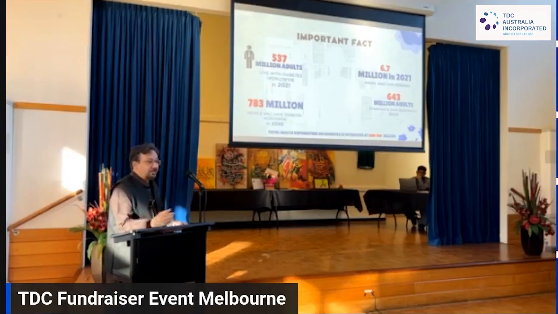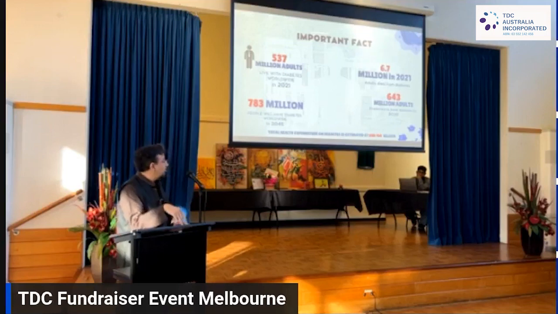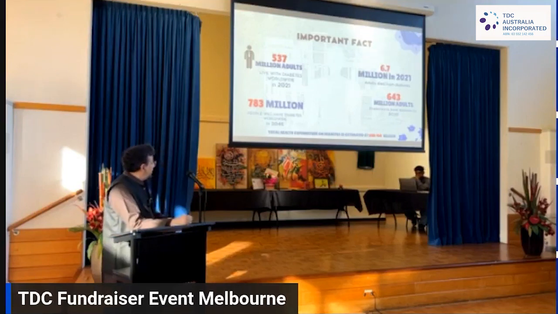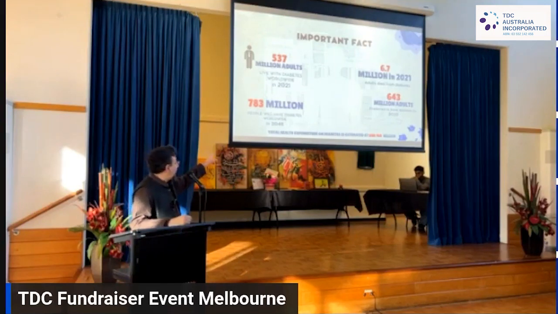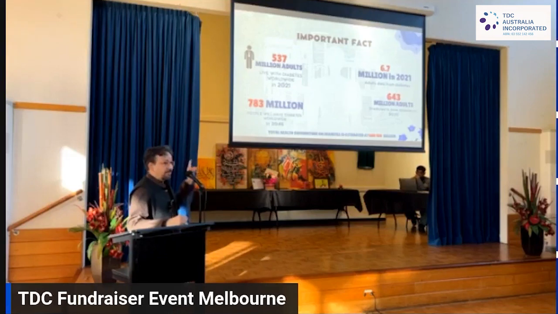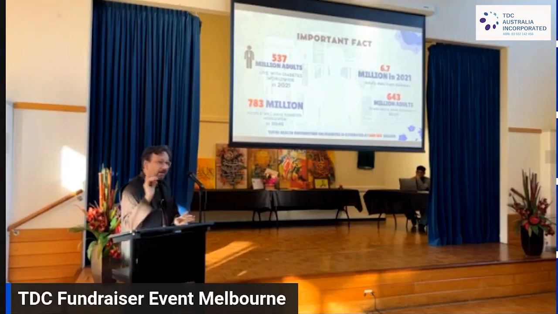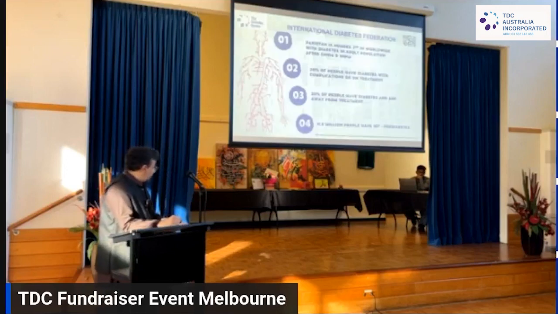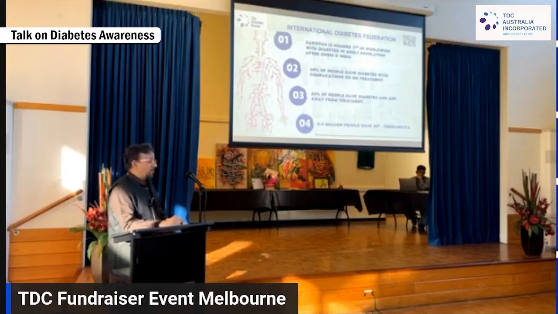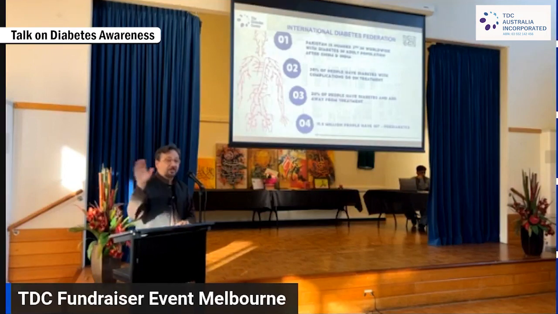Now they have projections for future statistics, what will happen in future. And we can see here, in 2045, the numbers have risen exponentially. We have 783 million estimated people that will be suffering from diabetes, which means 1 in 8 people will have a diabetes diagnosis.